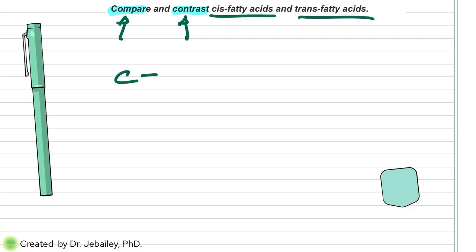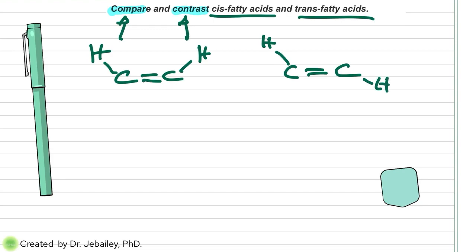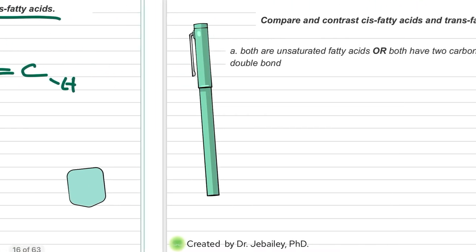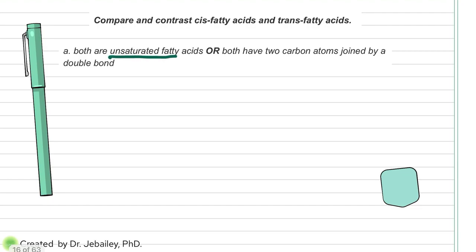So both of them, as you can see, they're both made of double bonds, right? And both of them are part of the unsaturated fatty acids. But the difference is that the cis have their hydrogens on the same side, while the trans have them on the opposite side. So these are basically looking at their similarities and contrast. So you can see both are unsaturated and they both have a double bond. So this is the case you can see.